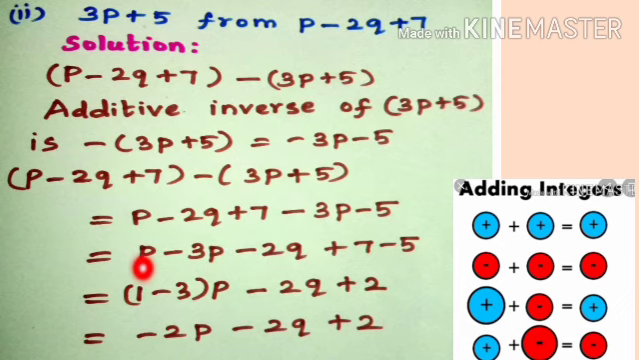So here in p, the coefficient of p is 1, and in the minus 3p, the coefficient is minus 3. So 1 minus 3p minus 2q plus 7 minus 5 is 2. So in the next step, 1 minus 3. When we add two different signs, we have to take the difference and put the sign of the larger one. So 3 minus 1 is 2. The sign of the larger one is minus. So 1 minus 3 is minus 2. Minus 2p minus 2q plus 2, which is the required solution.